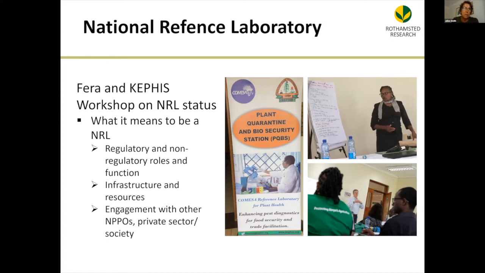And the NPPO is the National Reference Laboratory. It's within the NPPO's gift to designate which laboratory is its National Reference Laboratory. That might be in-house or it might be outsourced. So we had a discussion with Kefis as to what the roles were, what was meant by an NRL, and what could be embodied by it.